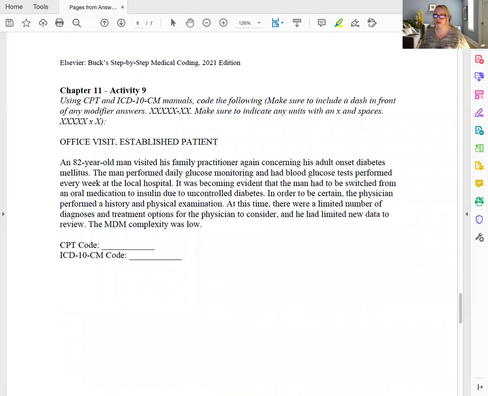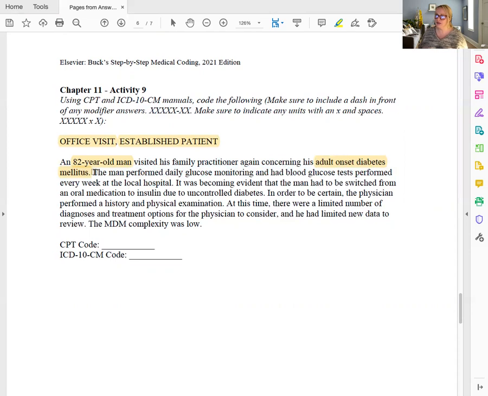Activity number 9 is an office visit for an established patient. And they've told us that off the bat. This is an 82-year-old man, which automatically when I see 82-year-old, I know that I want to look and make sure there's not a Medicare service that would apply if this was some sort of preventative visit. He visited his family practitioner concerning his adult onset diabetes mellitus. Well, that most likely is not preventative.